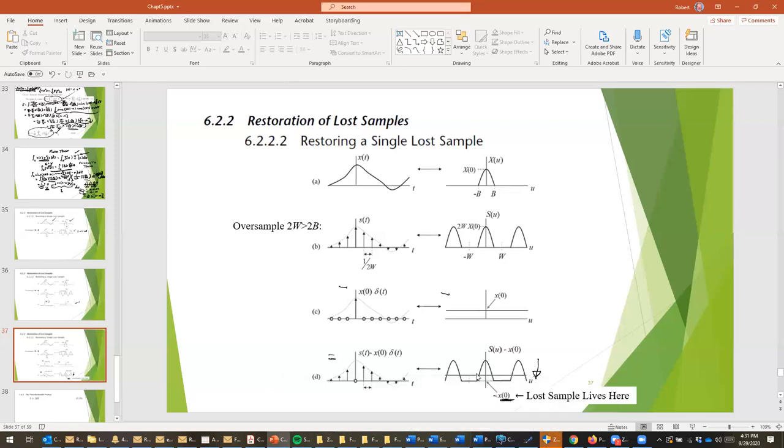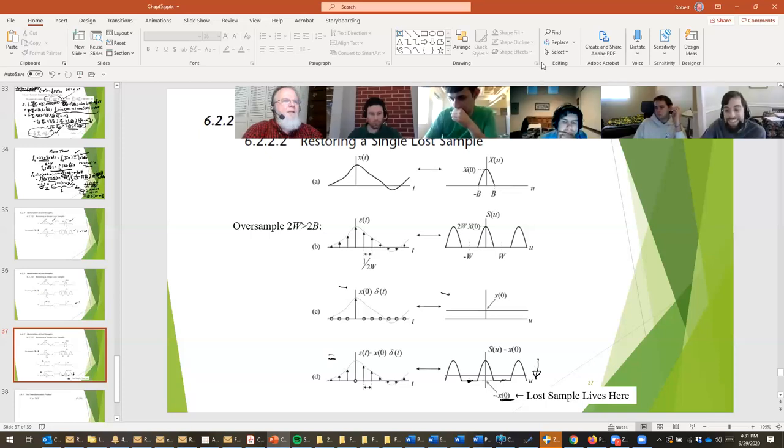So how do we find out the lost sample? We take the spectrum, and then we simply look at the value of the spectrum at this point or this point, and that gives us the value of the lost sample. That's pretty easy, isn't it? Yeah, it looks too easy.